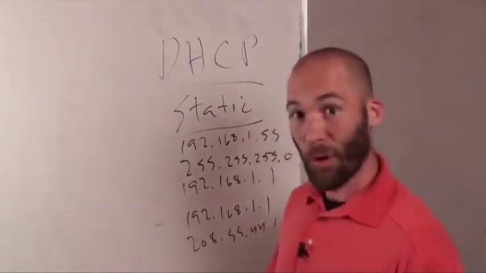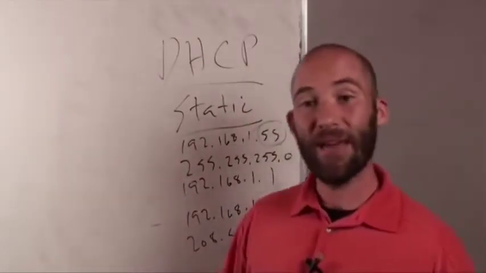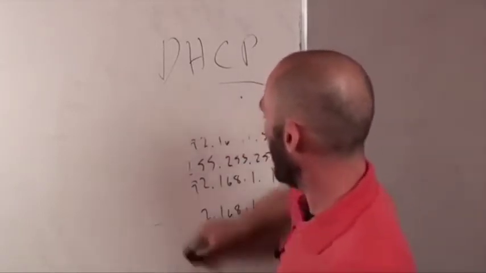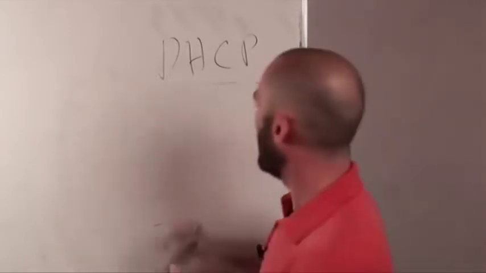Now, as you can see, me simply writing this out on a whiteboard took a couple seconds. You were probably getting a little bored while I was doing it. So what you can do is you can give the computers or devices on your network what are called dynamic IP addresses. And this is where DHCP comes in.